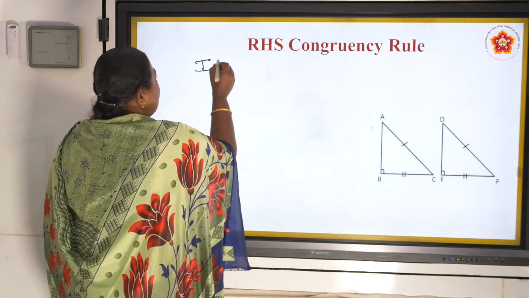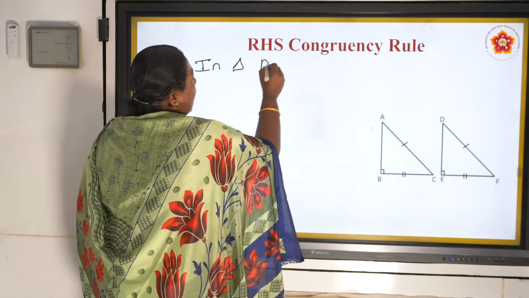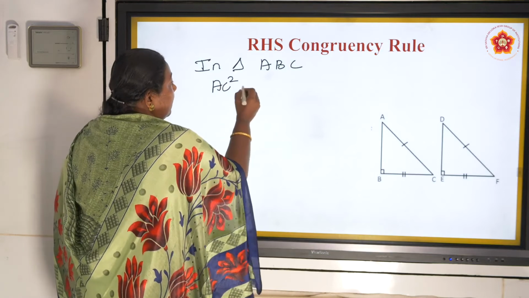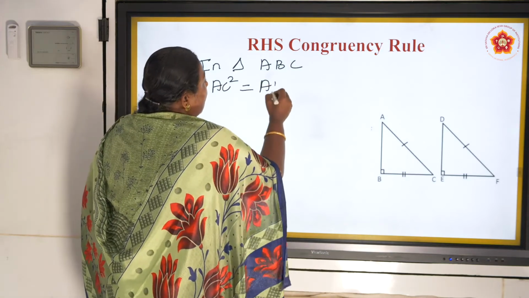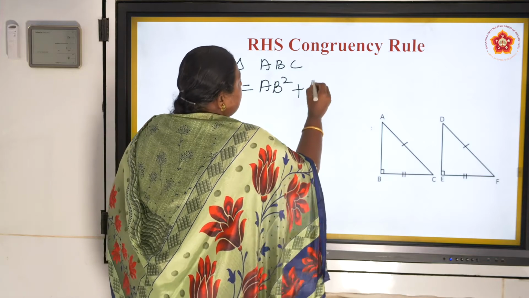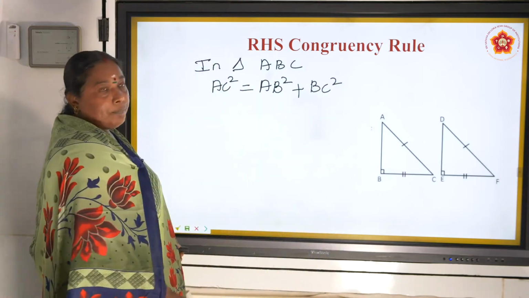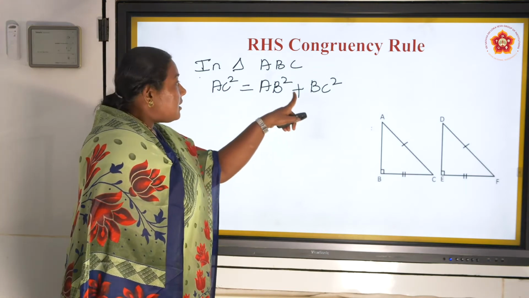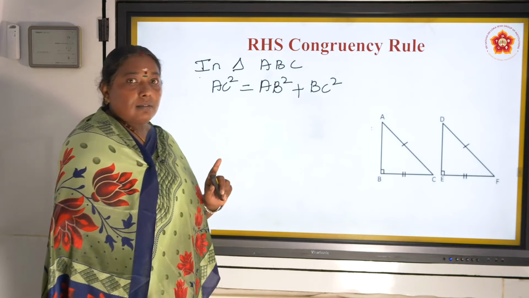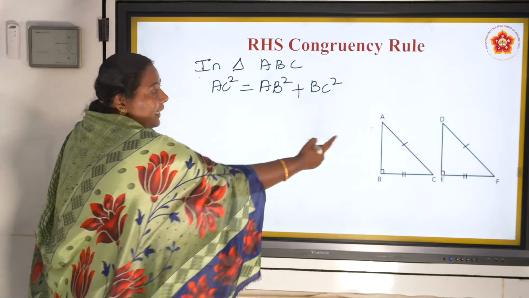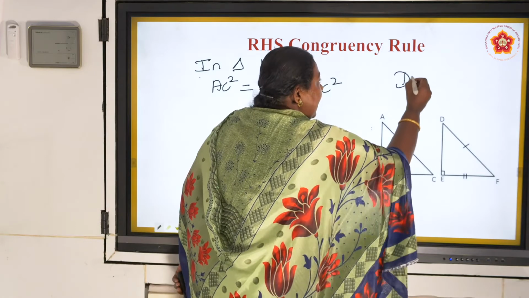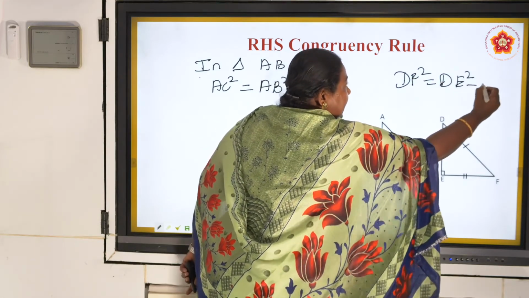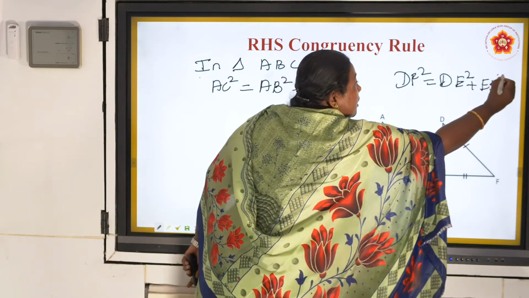Just write in triangle ABC, who is the hypotenuse? AC square is equal to AB square plus BC square. This is what I said. In a right angle triangle, hypotenuse square is equal to sum of the square of the other two sides. Okay, so let us see the next one. For here, DF square is equal to DE square plus EF square.